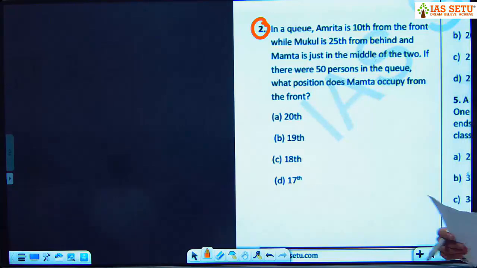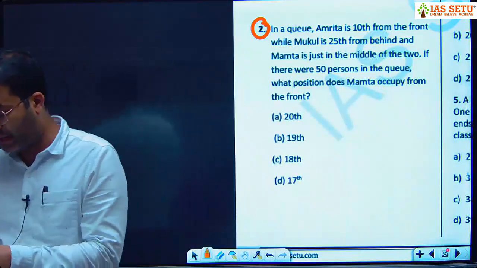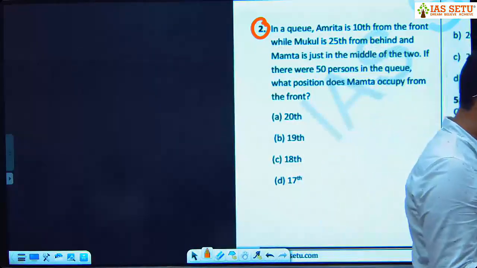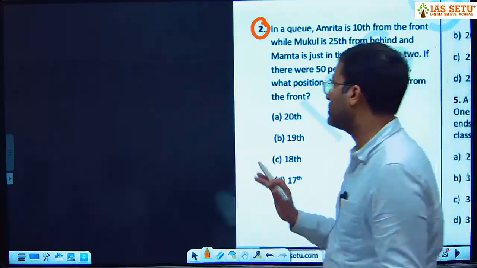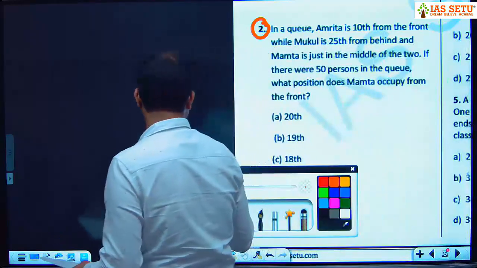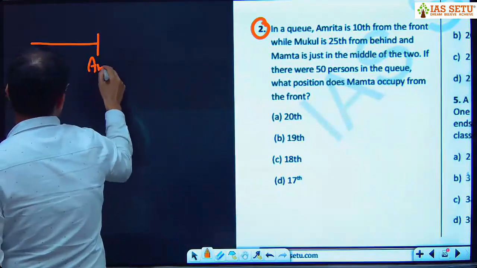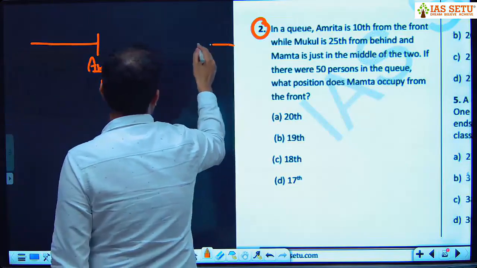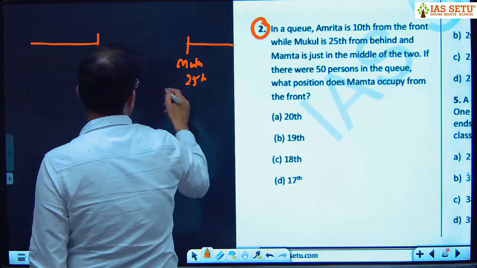In a queue, Amrita is 10th from the front, while Mukul is 25th from the behind. Mamta is just in the middle of the two. If there are 50 people in the queue, what position does Mamta occupy from the front? This is exactly the same type we have discussed in the class. This is Amrita, who is 10th from the front. Mukul, who is 25th from the behind.